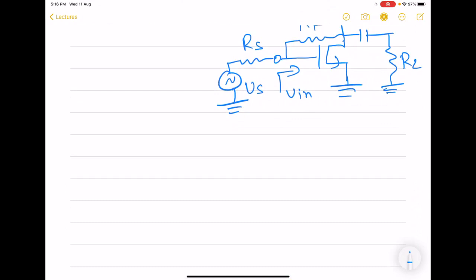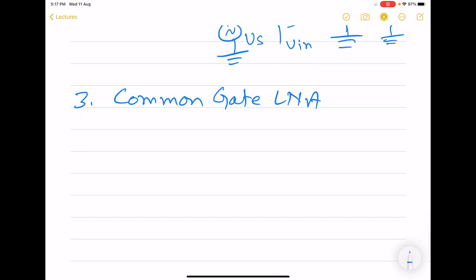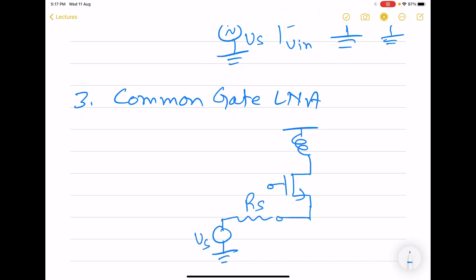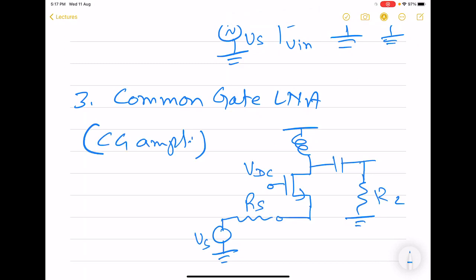Now we have third amplifier, which is called common gate. So here the name itself is straightforward. This implies that this is going to be simply a common gate amplifier. And we are already familiar with this circuit. So as the name suggests, this is fundamentally a CG amplifier. Nothing special about this in terms of additional component present here, especially on the input side.